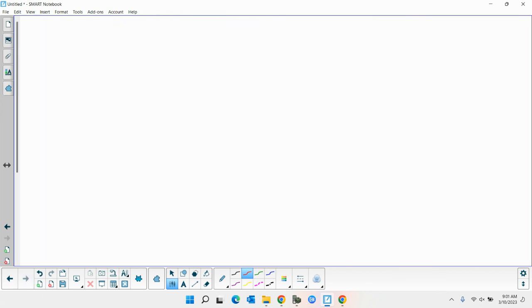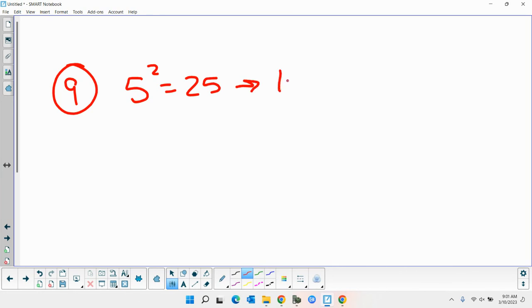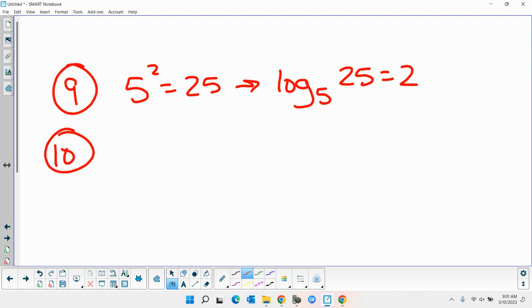Okay, so the part with no calculator, 9 through 18. It's in exponential form. You're supposed to write it in log form. So log base 5 of 25 equals 2. Remember, 5 is a base, 25 is a number, 2 is our exponent. Remember, logs equal exponents. Number 10 is in log form. You got to write it in exponential form.